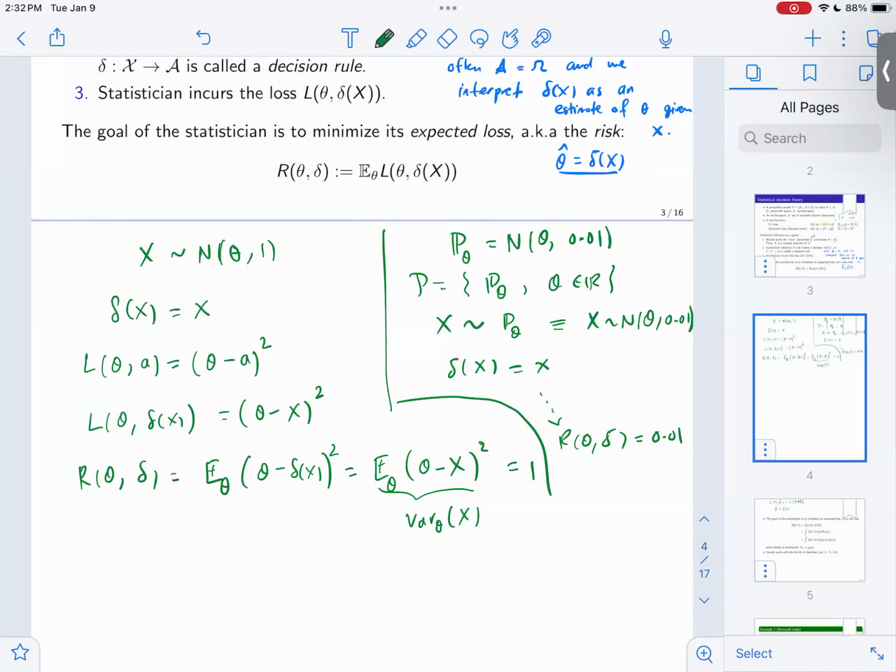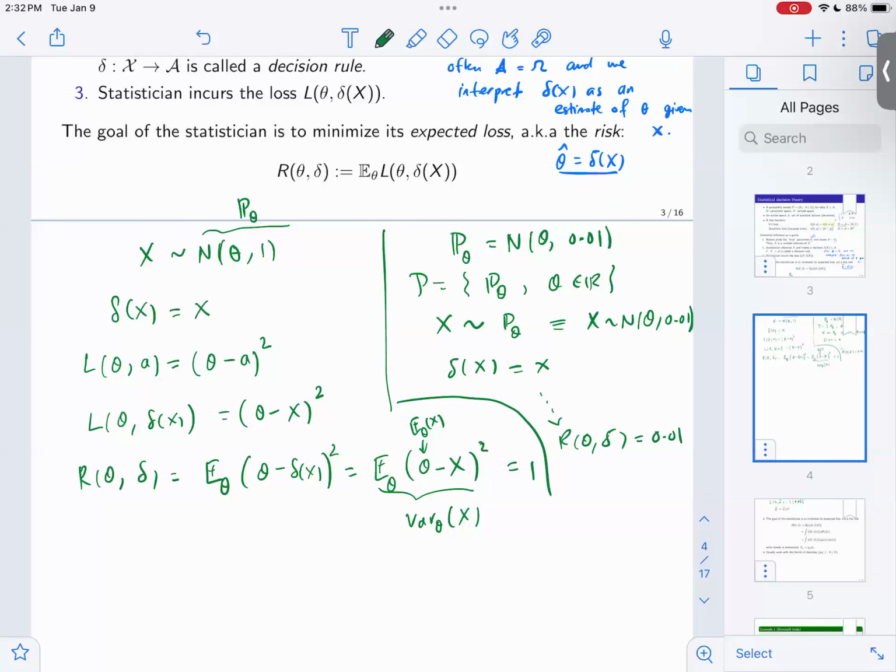Why? This notation is saying I'm drawing X from P theta. What it's saying is that we are drawing X from this distribution. Under this distribution, X has mean theta. So this is really the mean of X. If it's hard to think of theta, just think of it as the mean of X. So X minus its mean squared, and then another expectation, so this will be the variance.